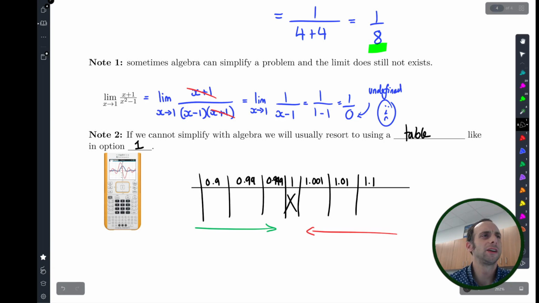All right, this completes our lesson on limits, and we should now be prepared in the next class to go on to derivatives.